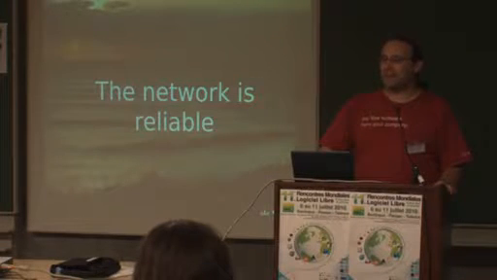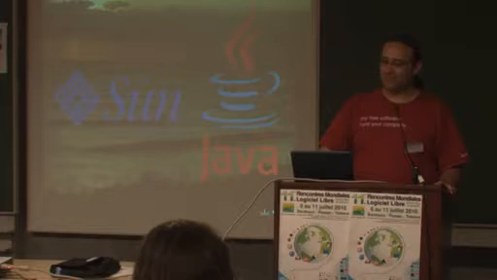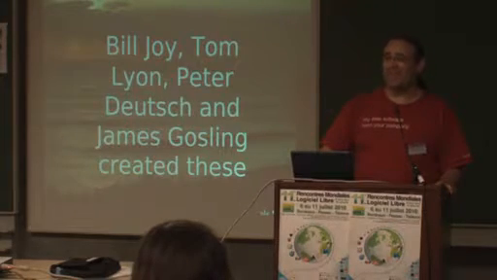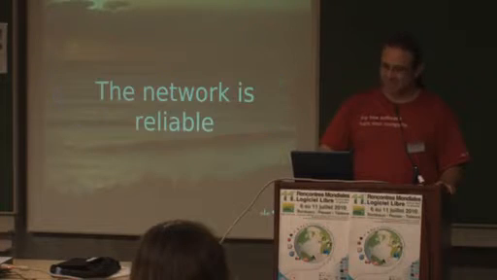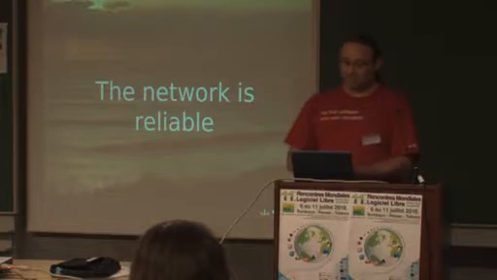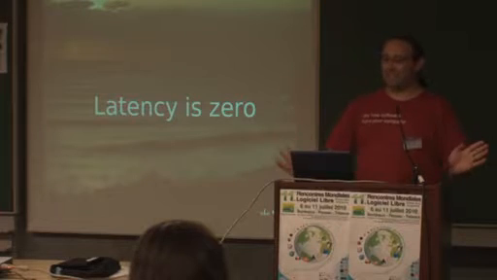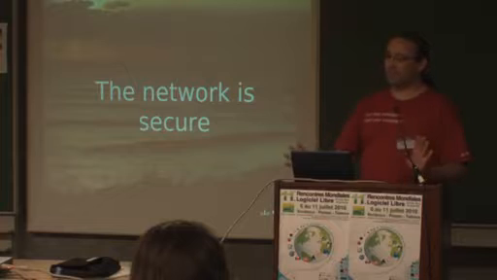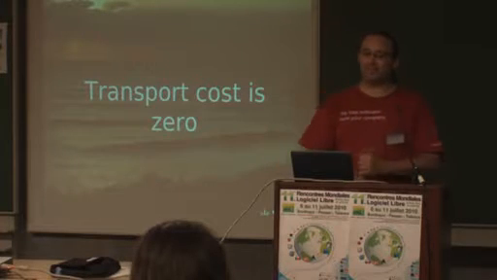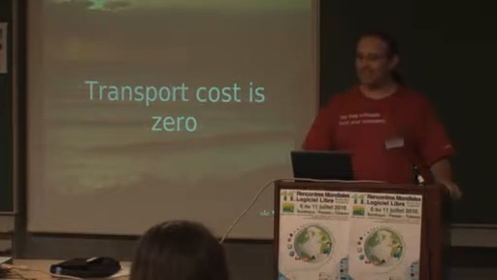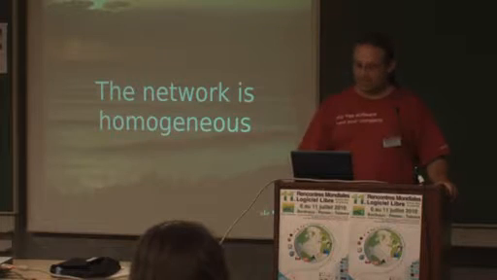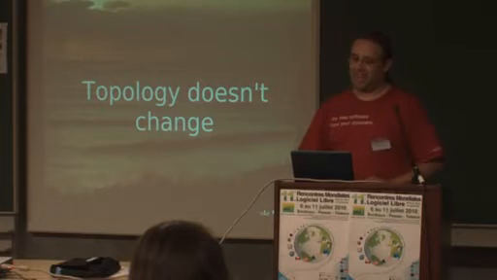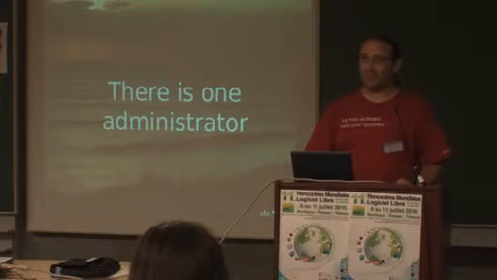I used to be able to actually pull this off and claim that these were the principles of distributed computing, but I can't get through them without laughing anymore. So we're just going to walk through them. The network is reliable. There is no latency. Bandwidth, never a problem. Networks are secure. Transport doesn't cost anything. Every node on the network you can treat as being the same. Network topology you can treat as being essentially static. And there's a single administrator.